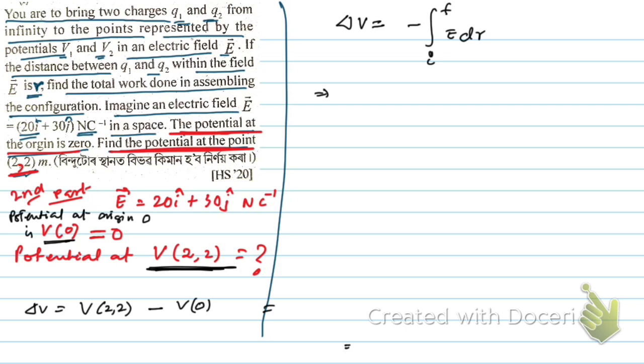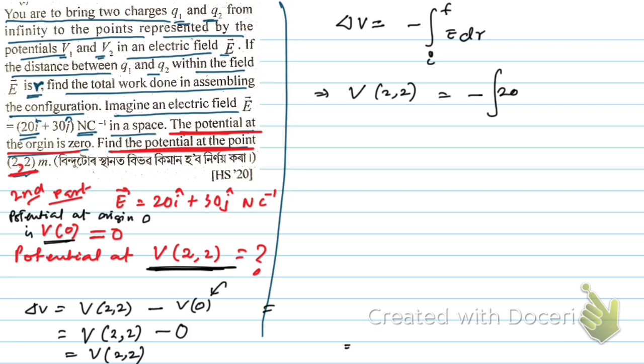Now you see, potential at origin is 0, so that's why del V is nothing but potential at 2, 2, right? This is minus 0, so potential at 2, 2 is del V here. Okay. So potential at 2, 2, that's going to be minus. So electric field is given 20 I cap. So this is x component. So we can write this integral this way.